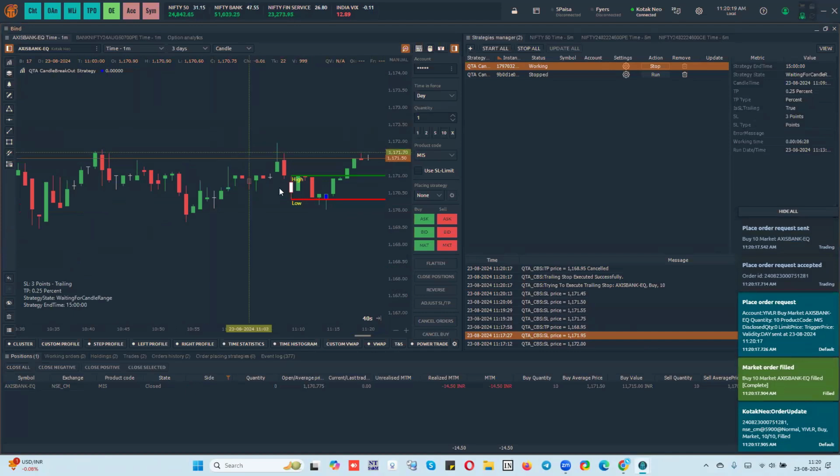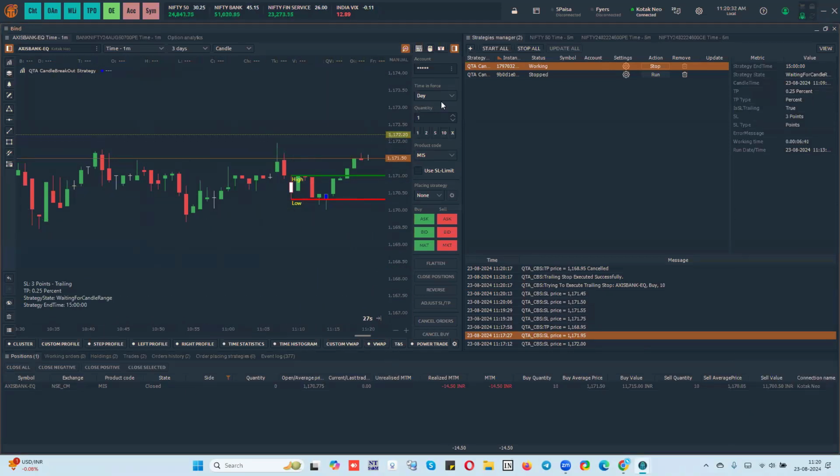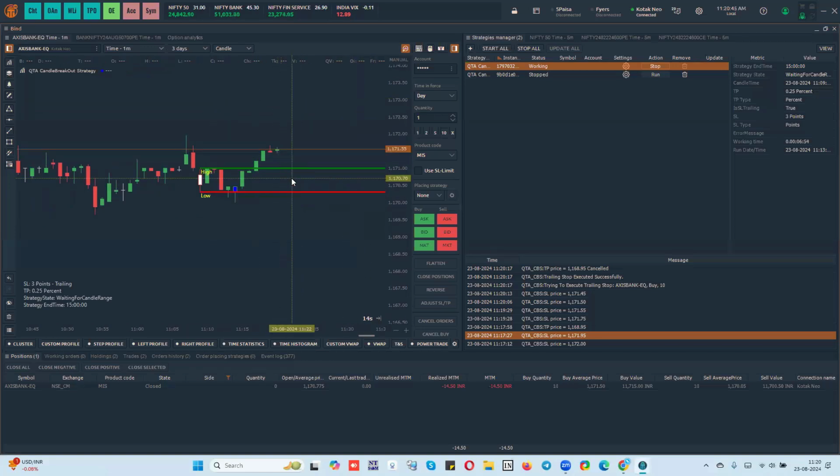You can see the stop loss got exited, but the strategy is still working. The reason the strategy is still working is because we selected both directions. The trade took place on the downside, but if the market comes back to this level and starts moving higher, it will also take the upside direction. You can also stop the strategy manually. For the time being, I'm stopping this.